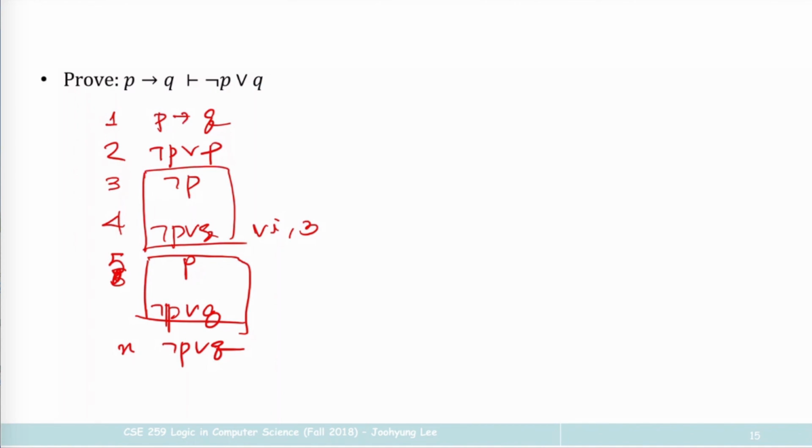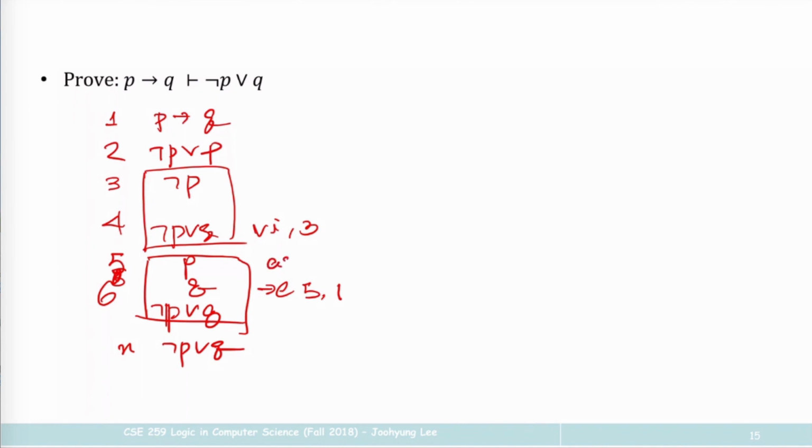So I assume P. Okay. I also know line 1 and 2. From these, how can we derive not P or Q? You derive Q. You can derive Q because from line 5 and line 1, that allows me to derive Q. So this is implication elimination from line 5 and 1.